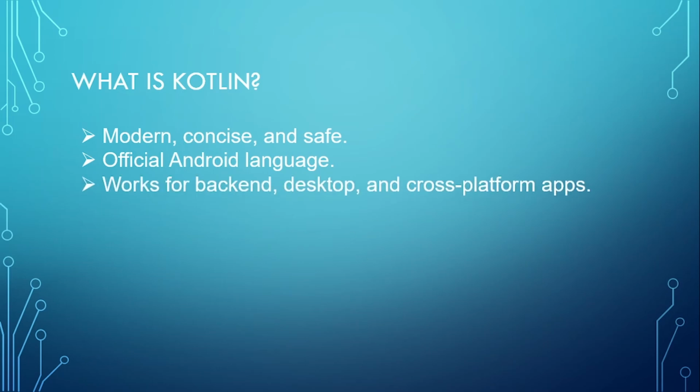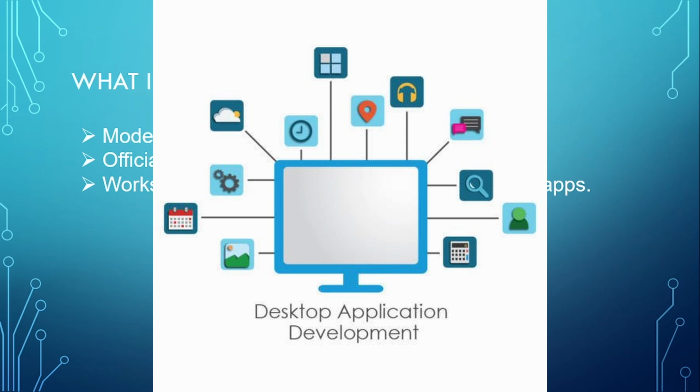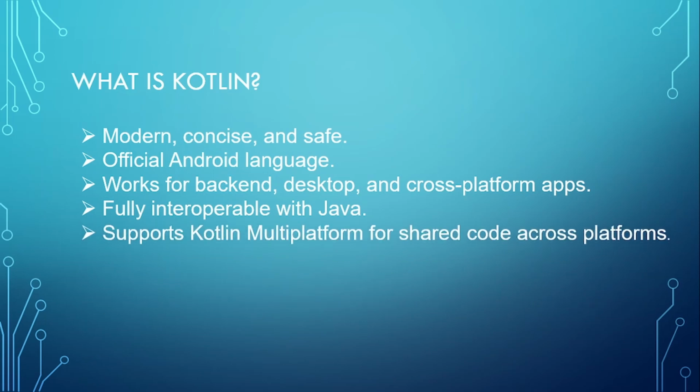We can use this programming language for different areas like backend development, desktop mobile application development, cross-platform apps, and so on. And as I said before, it is fully interoperable with Java programming language. We can use Kotlin and Java programming language codes together to develop different mobile applications. And it is supporting multi-platform for shared code across platforms.